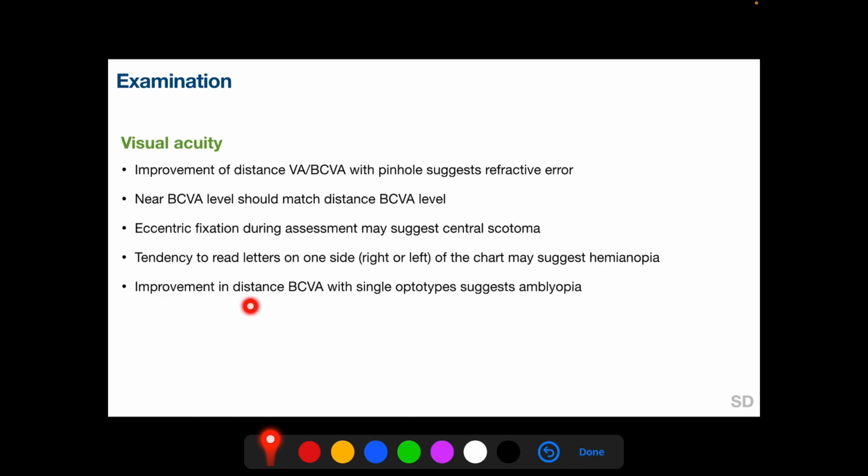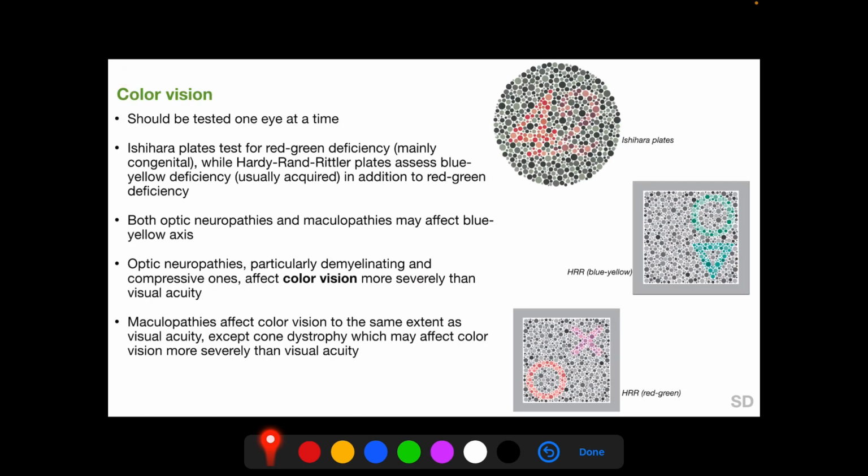An improvement in the distance BCVA with single optotypes suggests amblyopia. Single optotypes are those in which a single letter is projected on the chart at a time of various sizes. Color vision should be tested one eye at a time because the optic nerve involvement may be unilateral.